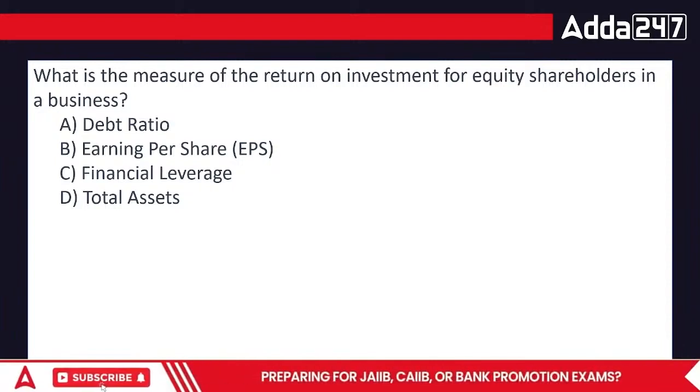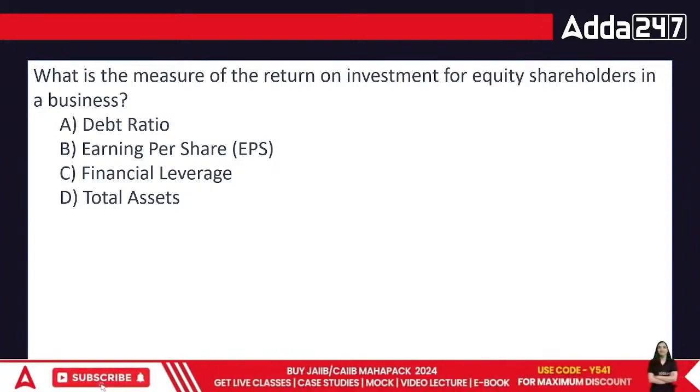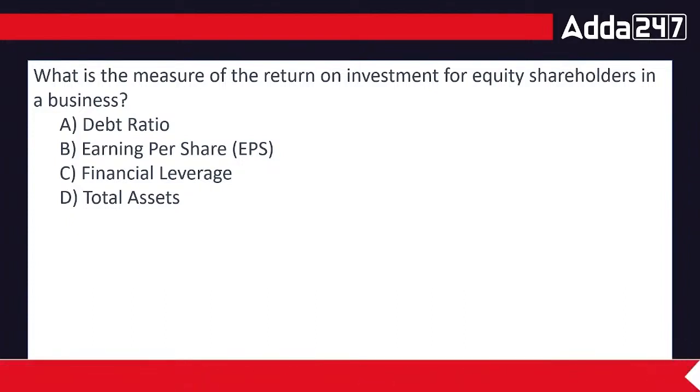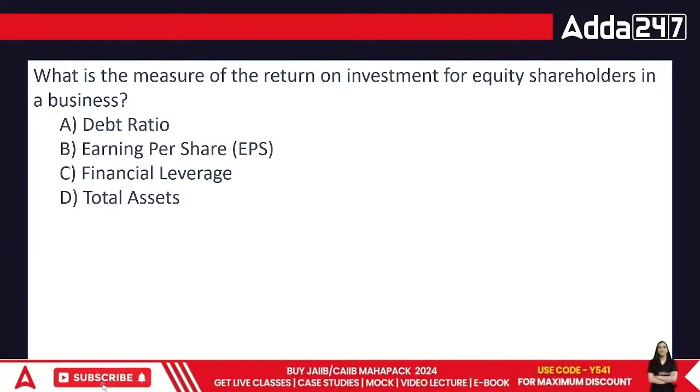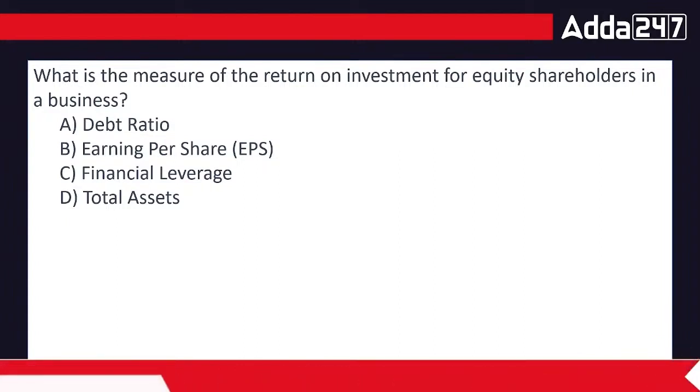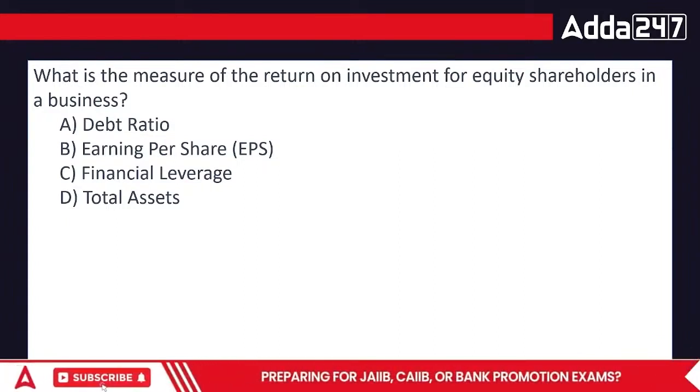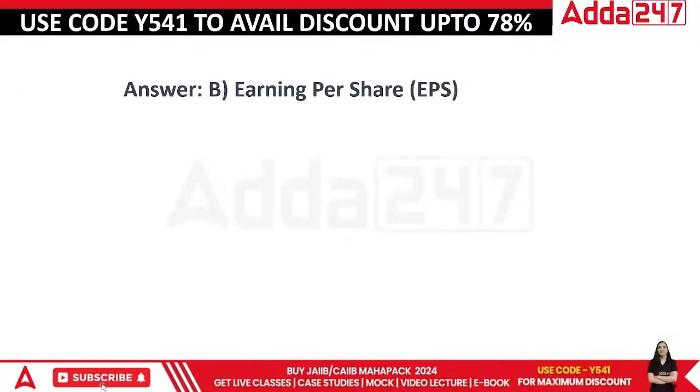Okay, let's look at this. Debt ratio is the proportion of debt in terms of equity. Then we have the earning per share. Then we have financial leverage. Financial leverage is related to the area of the increase in the scale of operations and total assets. That's not the point there, है ना? So the correct answer is earning per share.